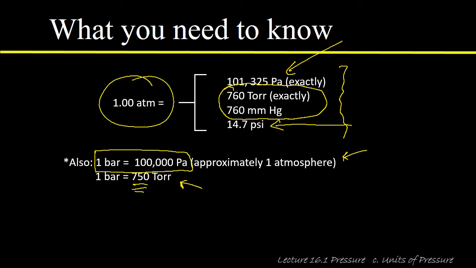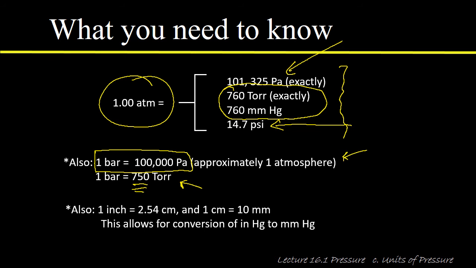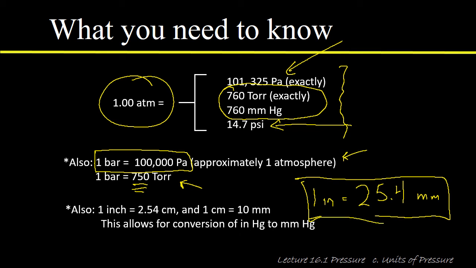And then finally, you should know 1 inch is 2.54 centimeters. 1 centimeter is 10 millimeters, and therefore, I probably should have written this down here, that means that 1 inch is equal to 25.4 millimeters. And if you know that relationship, then you can convert between inches of mercury and millimeters of mercury.